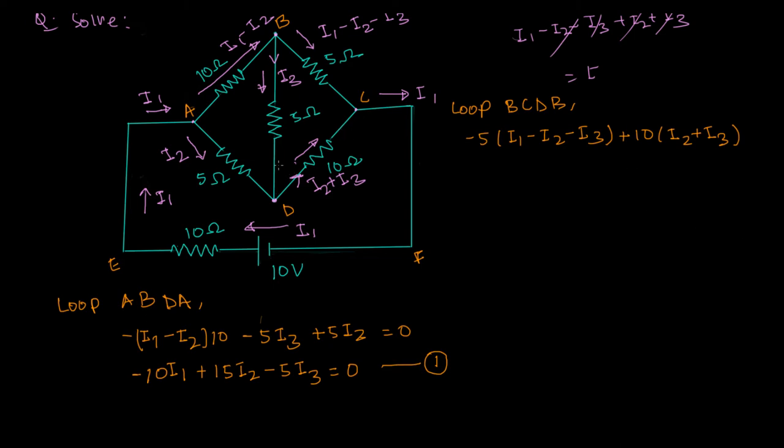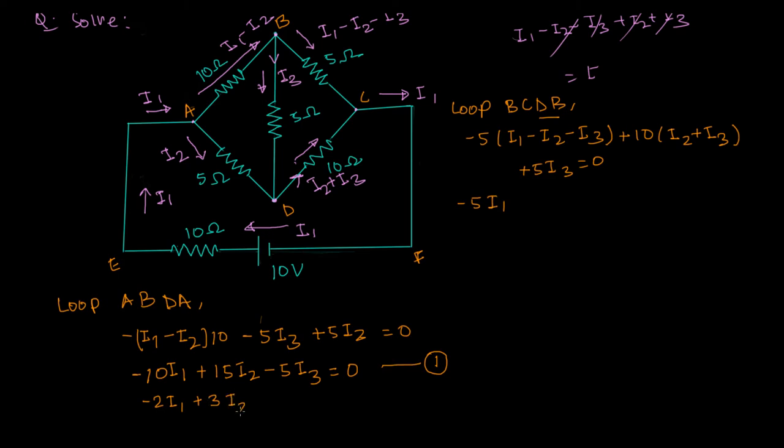Then I move back from D to B. So I'm moving in the opposite direction to the current. I take it to be plus 5 I3, and that is equal to 0, right? Now that makes it minus 5 I1 here. So I write minus 5 I1. In fact, now looking back, I see here I could have taken a factor 5 out, right? So you should do that.